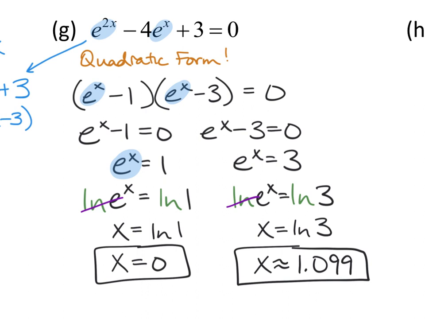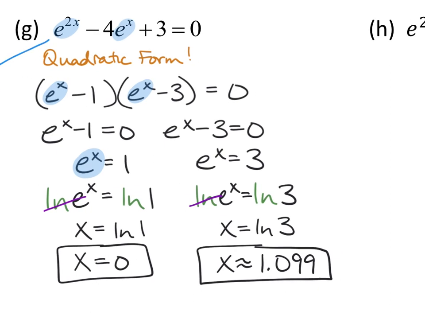And then we do the same thing for the other factor. e to the x minus 3 equal to 0 is the same as e to the x equal to 3, because I added 3 to both sides. We take the natural log of both sides. The natural log of e is going to cancel because of the identity property. I'm left with x is equal to the natural log of 3, which, put that in my calculator, I get that x is approximately 1.099. And that's quadratic form. So we treat it like a quadratic to factor it first, and then we finish solving it the way we have all of the other exponential equations.